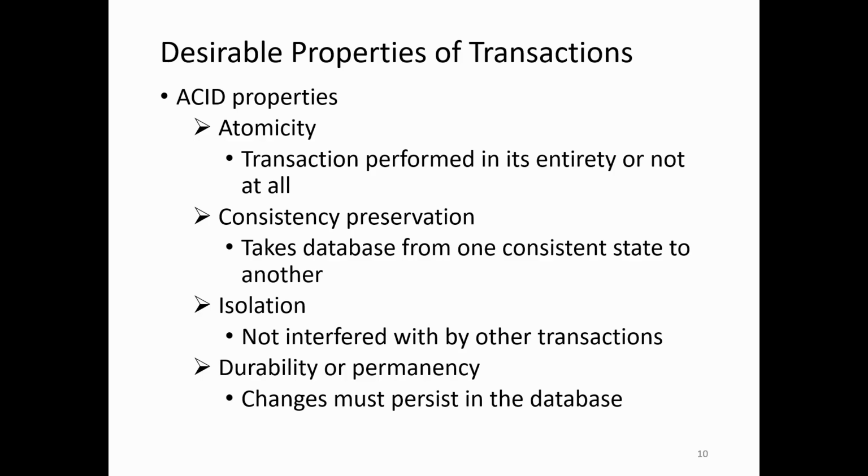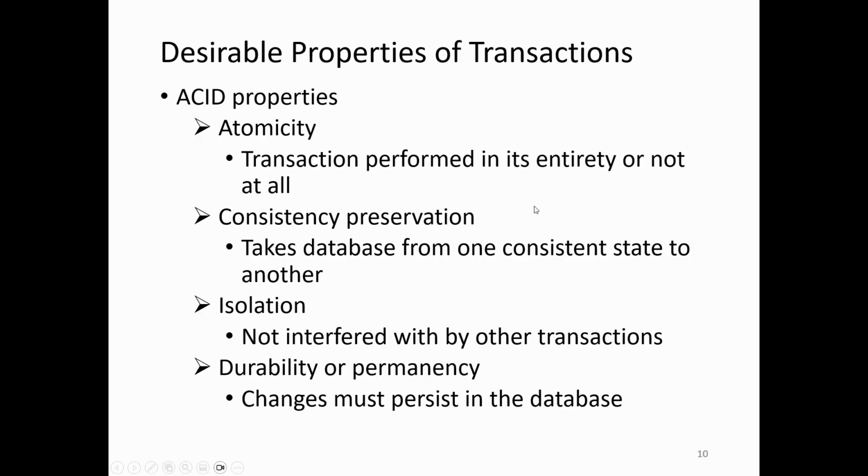Then isolation is a part of the concurrency control subsystem of a database, right? Then finally, durability or permanency is the responsibility of the recovery subsystem of the database management system. So therefore, keeping ACID properties is the responsibility of four different parties of the database management system.